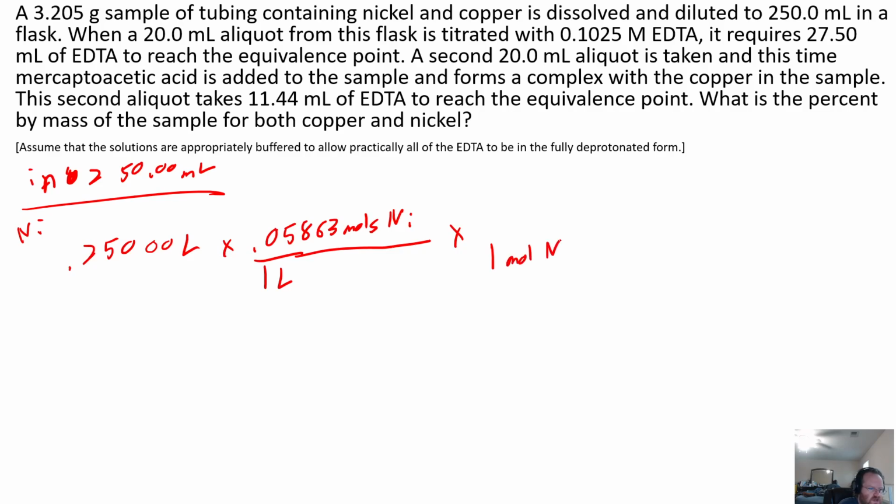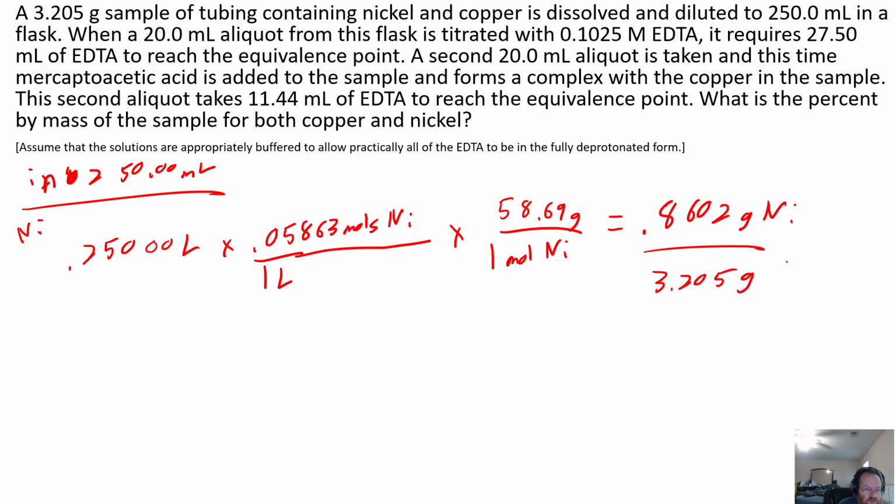So every mole of nickel has a molar mass of 58.69 grams. You do the calculation there, you get 0.8602 grams nickel. And so now I can find a percent nickel, since it's just that, divided by 3.205 grams total, times 100%. So that's my part over whole. And this will tell me this sample is 26.84% nickel.